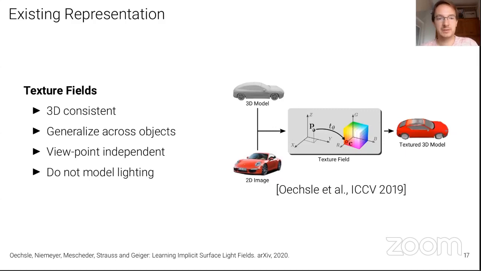Existing representations can't do this. For instance, the texture field approach that we presented last year is not able to recover view-dependent appearance information. While this leads to 3D consistent results, it basically just represents texture. It's a mapping from a 3D point to a color value. So it's not viewpoint dependent and it cannot model lighting.